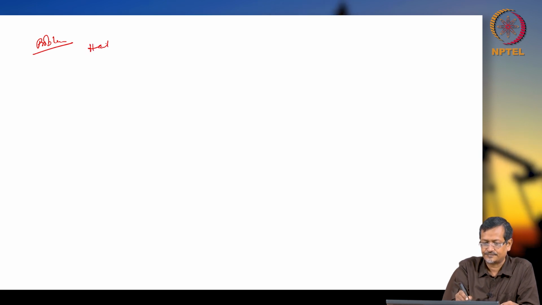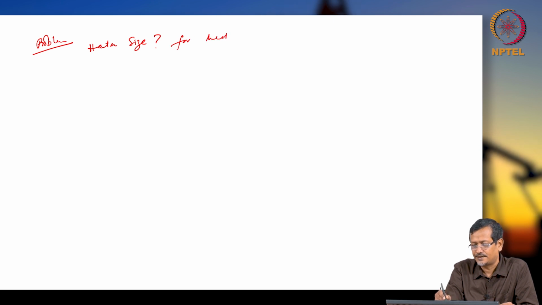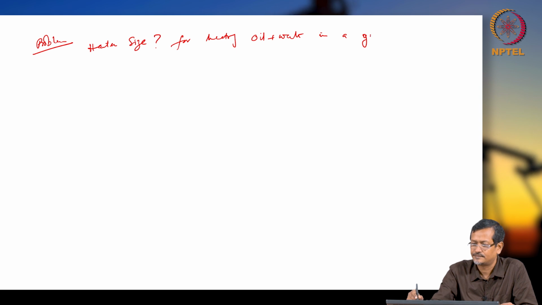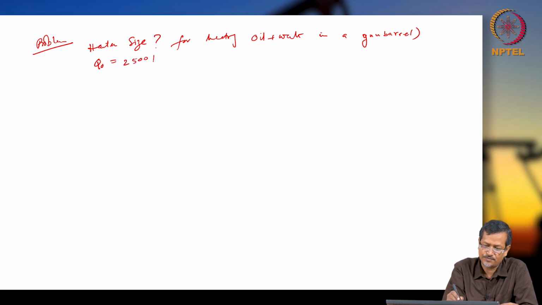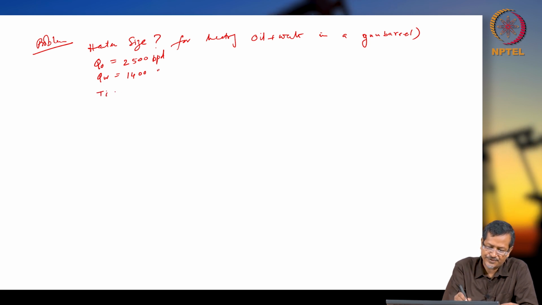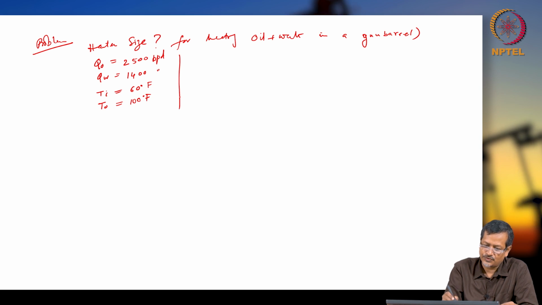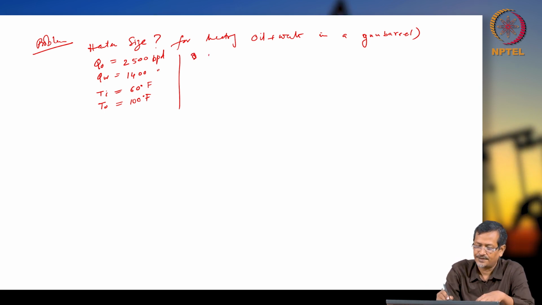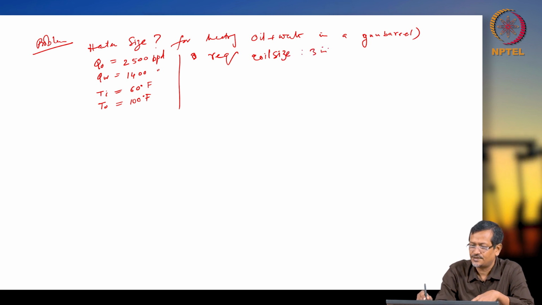Calculate heater size. Heating crude oil plus water in a gun barrel. Oil flow rate Q oil, they have assumed 2500 BPD. Water flow rate Q water, assumed 1400 BPD. Inlet temperature 60 degree Fahrenheit. Outlet temperature 100 degree Fahrenheit. The required coil size, so there will be one piping or coil, is 3-inch cast iron.